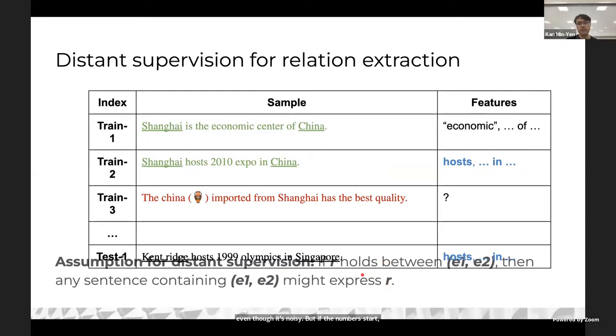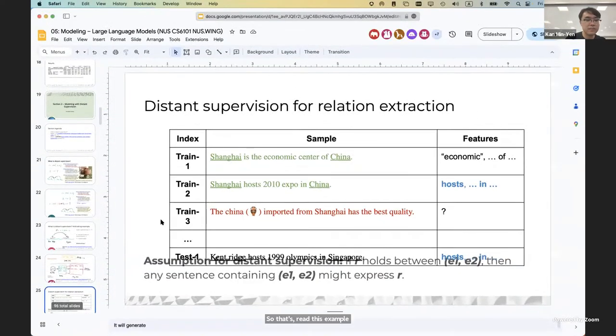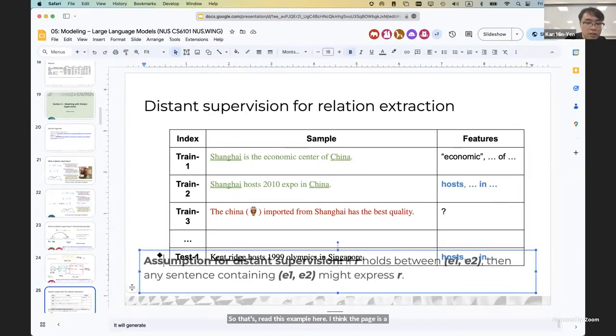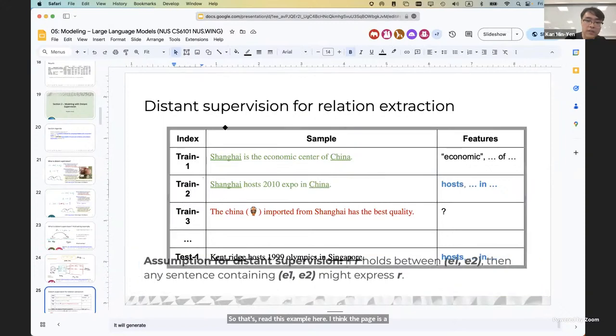It's like if R holds between E1 and E2, then any sentence containing E1 and E2 will probably express such R. So let's read this example here. Okay, I think the page is a little bit off. Okay, let's move on a little bit.